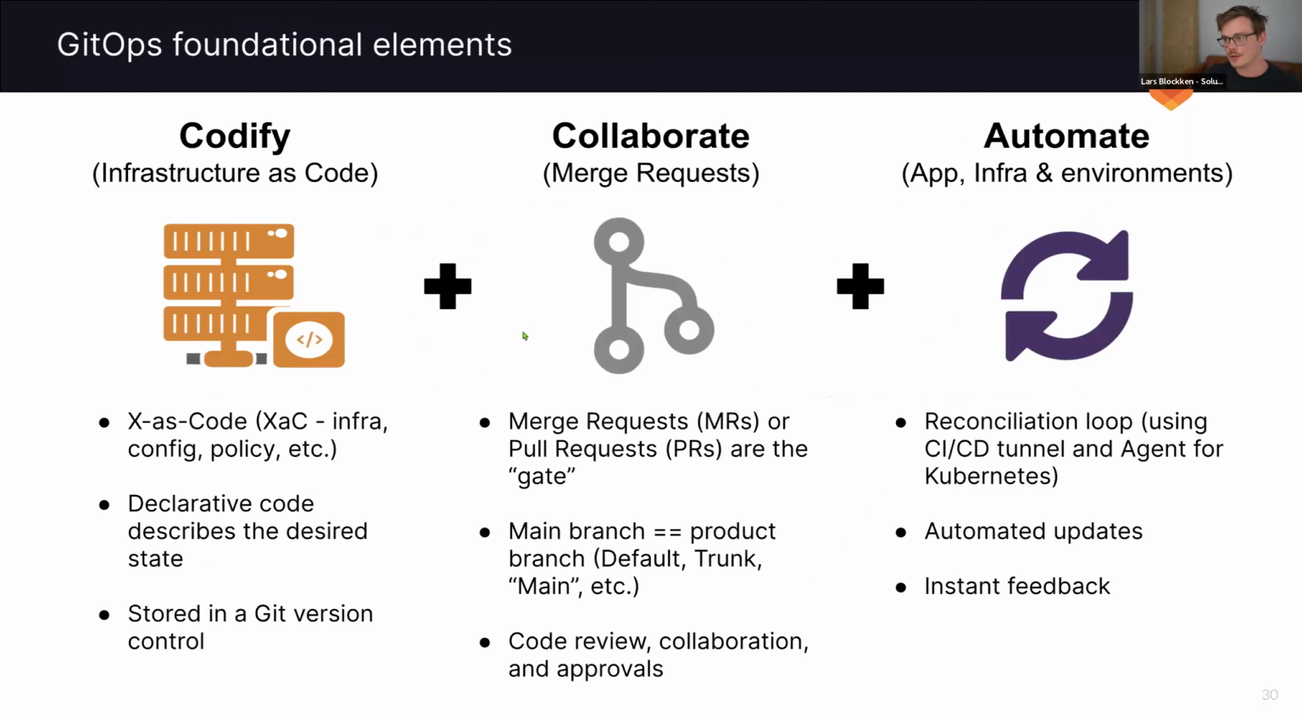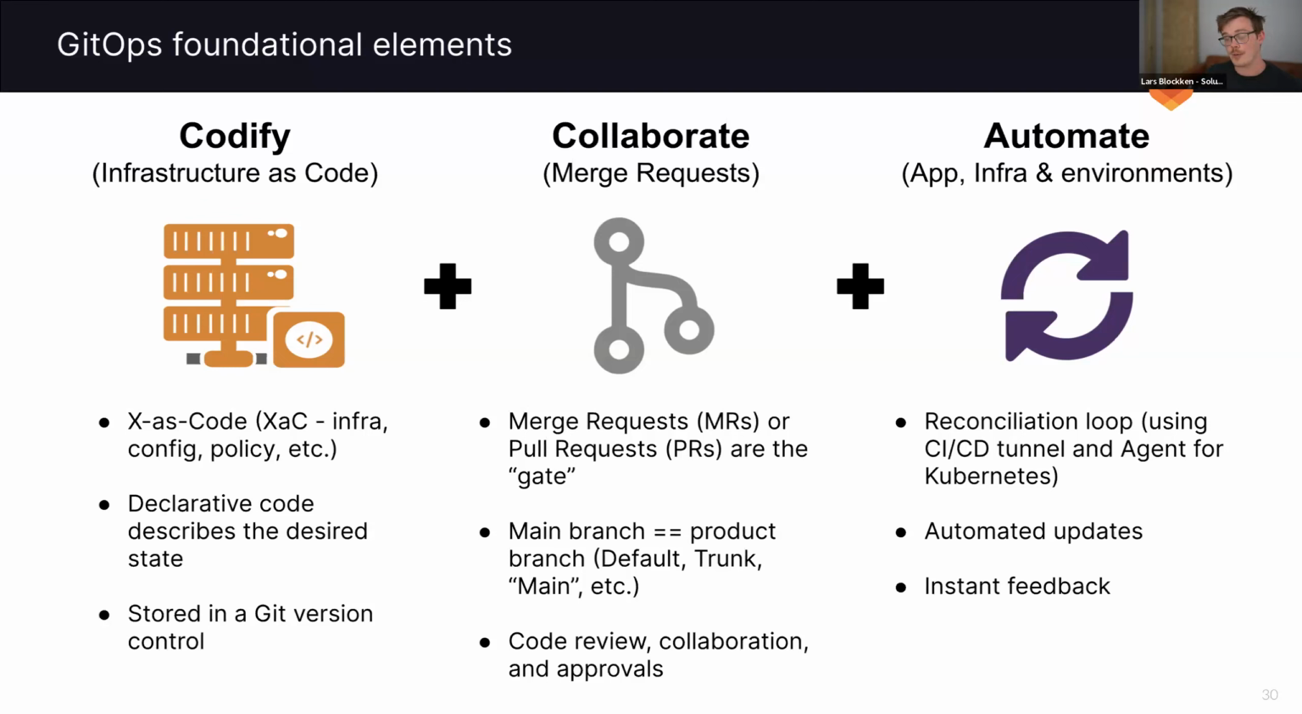Now, what does that look like? There are basically 3 pillars, or 3 foundational elements, that we have. One of them, of course, is codify, or basically making it declarative, writing our YAML files, writing our infrastructure as code, as we like to call it, writing our configs, our policies, everything that's related to our infrastructure, writing that in code and putting it in a version control system, in our case, Git.